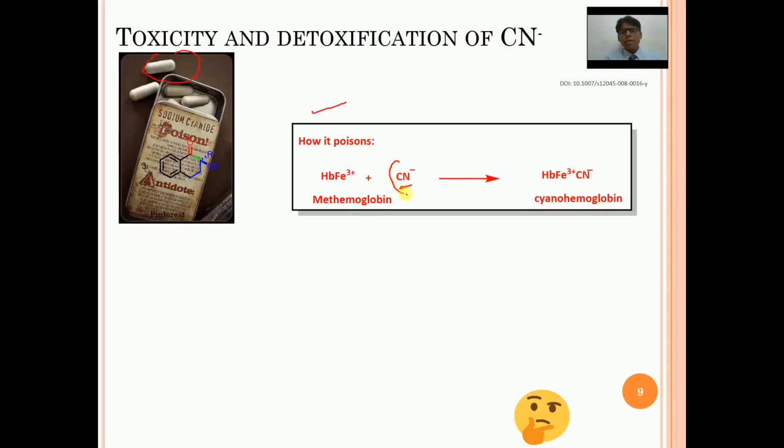When somebody consumes cyanide in a proportion larger than desired, there is a binding of these two, and we get cyanohemoglobin. Now cyanohemoglobin does not allow the carrying of oxygen throughout the body, so immediately the respiration stops. When respiration stops, all other activities stop and there is cardiac arrest, and the person dies almost instantaneously.